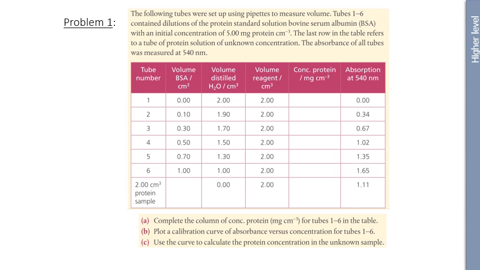So just to finish up, here is a problem. The following tubes were set up. There are the results. So complete this column of concentration versus protein for tubes 1 to 6 in the table. Plot a wonderful calibration curve, and then use this curve to calculate the protein concentration of the unknown sample. That'll take a bit of work, so pause the video now, and then we can come back and see if you got the correct answers.